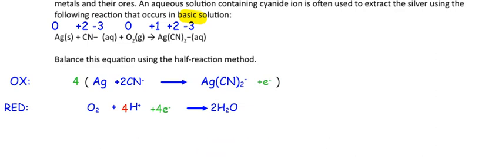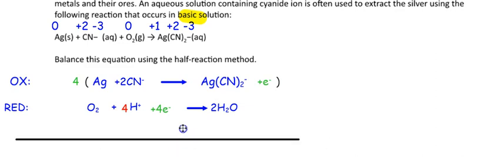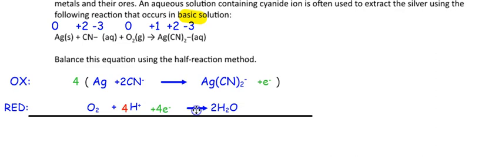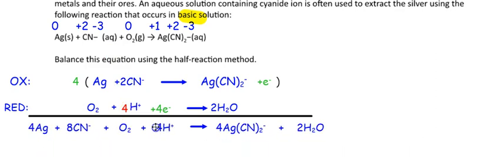So what do I do next? I have to add everything together. Okay, so multiply by 4. I have 4 silvers. And what's 4 times 2? 8 cyanides plus 1 oxygen plus 4 hydrogens. Those are all on my reactant side.